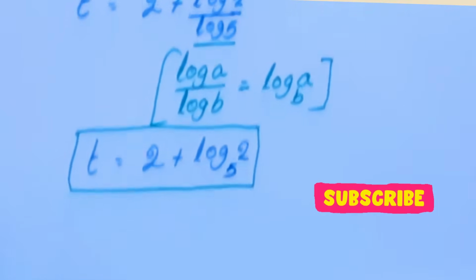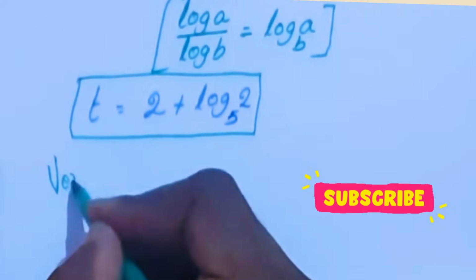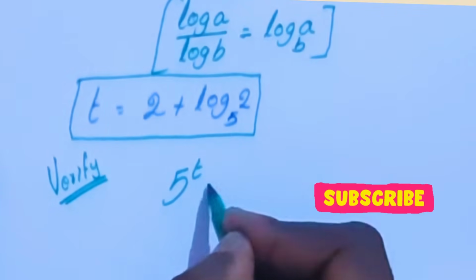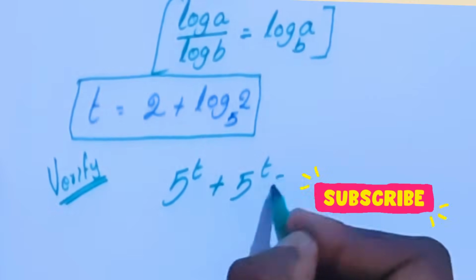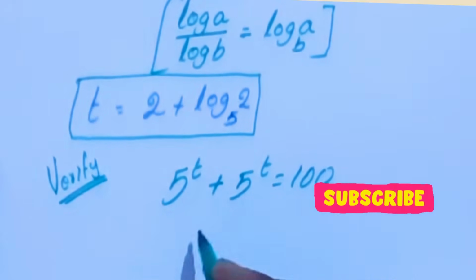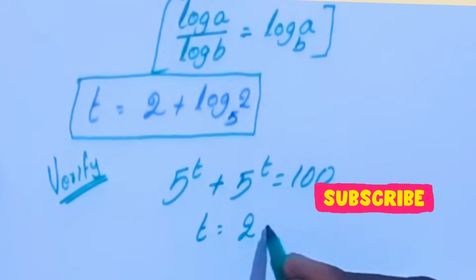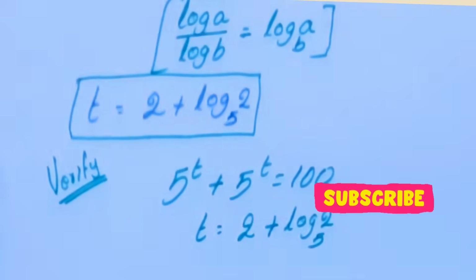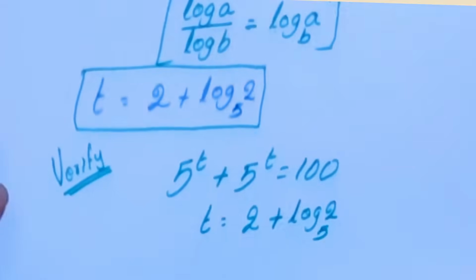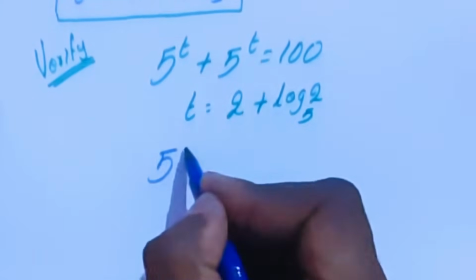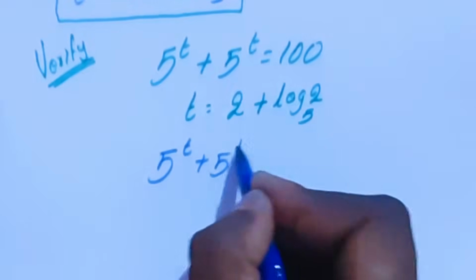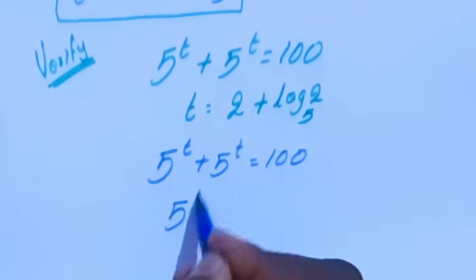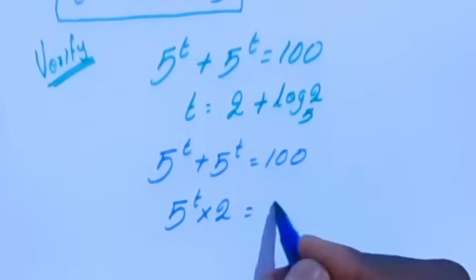Now we are going to verify this. Verify with the equation 5 to the power of t plus 5 to the power of t equal to 100. Here the t value is t equal to 2 plus log 2 base 5. This we are going to apply here and verify this. So 5 to the power of t plus 5 to the power of t equal to 100. Now this can be written as 5 to the power of t times 2 equal to 100.